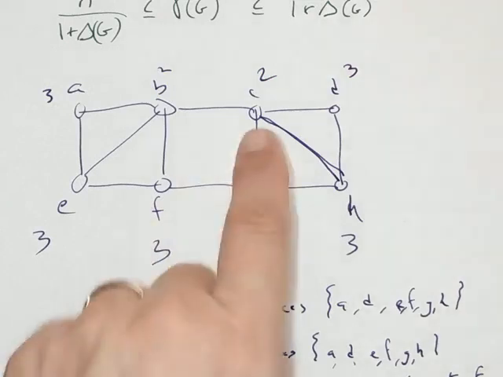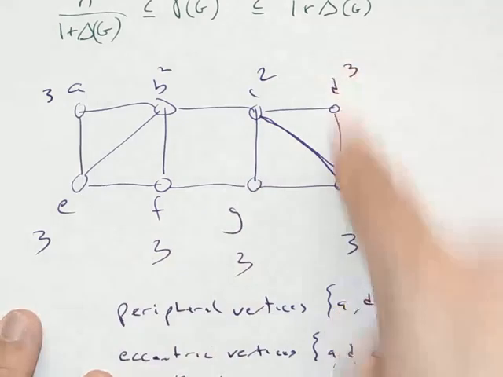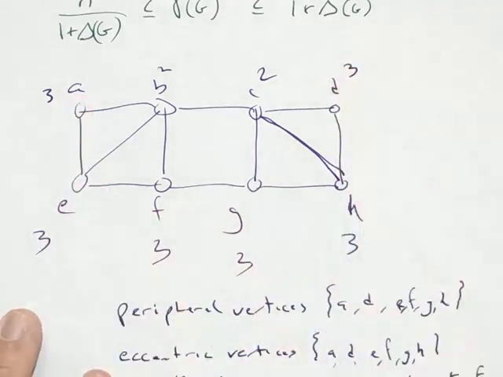Is the distance from C to B 2? No. Is the distance from any of these to B 3? Then it's not eccentric. To any of them. Of. Got to use the right preposition, Jonah. The eccentric of any of them.